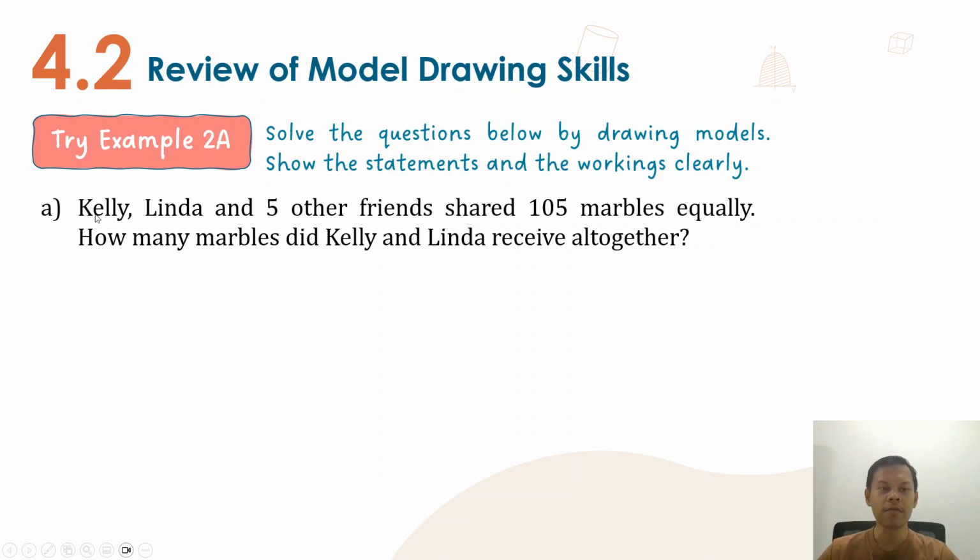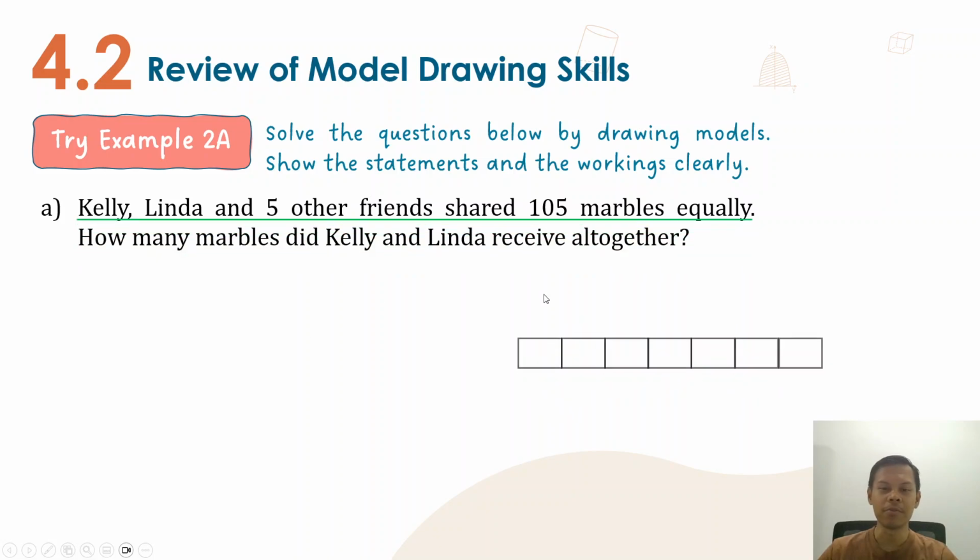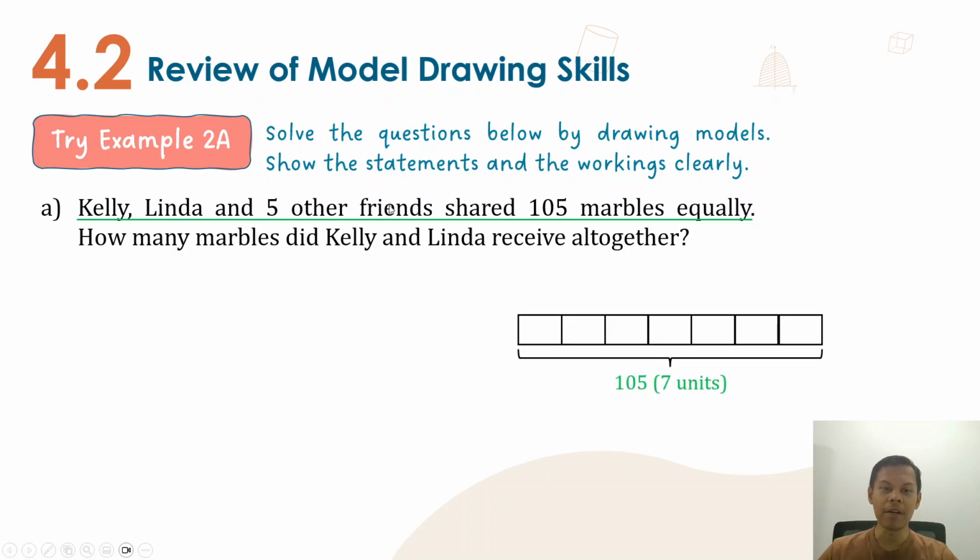Let's watch this first question here. Kelly, Linda and 5 other friends shared 105 marbles equally. How many marbles did Kelly and Linda receive altogether? Just by reading this question alone, are you able to find the answer? Alright, very good, if you are able to do so. Okay, so Kelly, Linda and 5 others. So there are all 7 of them.